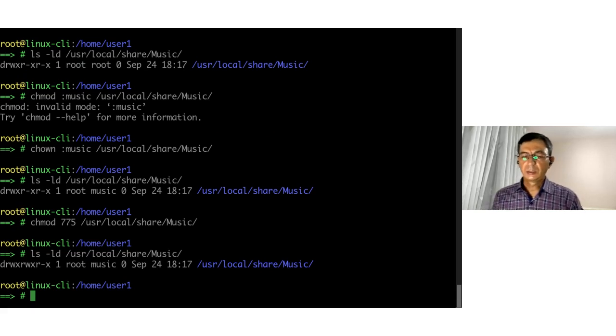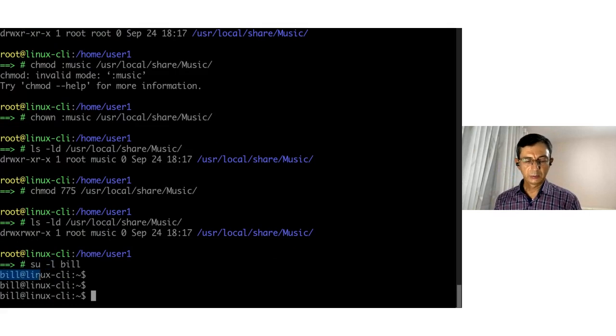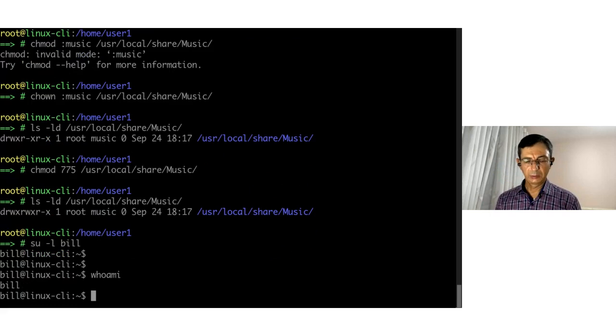Now let's try to create a new file as user Bill. First of all, I will become user Bill. This command su means switch user to Bill, and this -l option means login. It will be the same as if I log in with the username and password to the account Bill. And now the change of the prompt shows me that I'm in another account. But I can also use the command whoami. I am Bill.